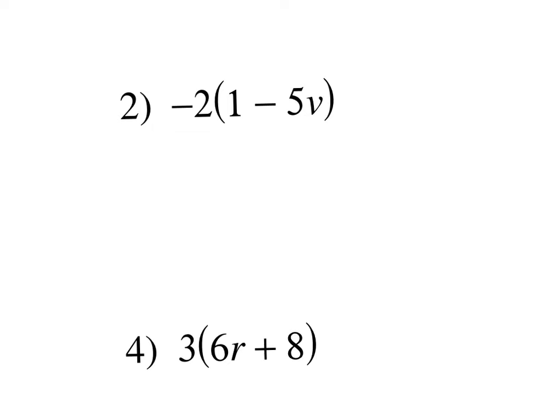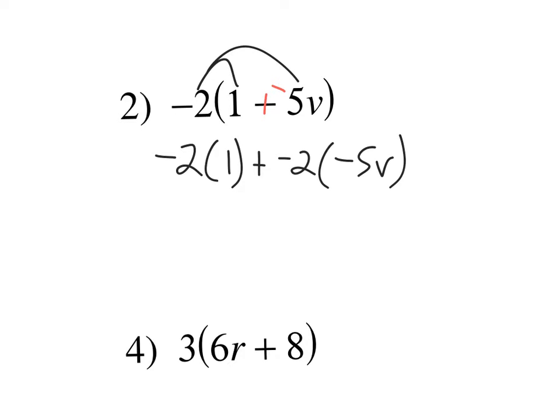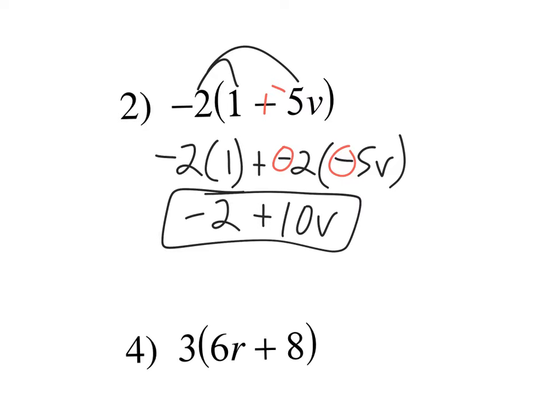Number 2, same idea, we're distributing. A little different on this problem is we have a negative on the outside, and also they're subtracting on the inside. So one option you have here, anytime they're subtracting, you can add the opposite. So if we add the opposite, we're going to do negative 2 times 1 plus negative 2 times negative 5v. So that would be negative 2 plus, this is a negative times negative is a positive 10v. So negative 2 plus 10v would be our answer for that problem.